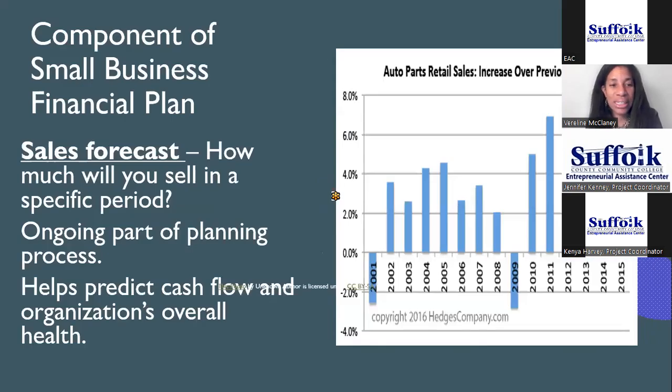The next part of that small business financial plan could be your sales forecasting. How much do you have to sell in a specific period of time? You have goals that you meet ongoing, you're reviewing them and constantly planning for the future. Looking at your cash flow forecast is also going to help you to predict how the cash is coming in, whether you're having heavy cash during certain periods, whether it's a seasonal business, whether at the beginning of the month, the end of the month, and looking at the overall health of your business.